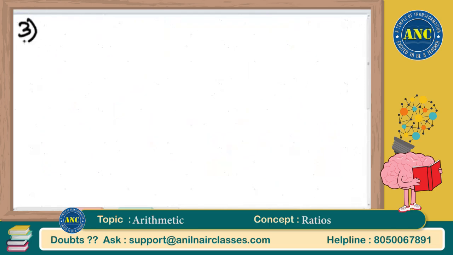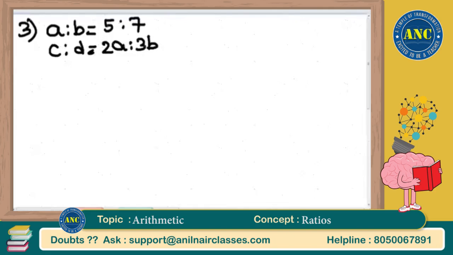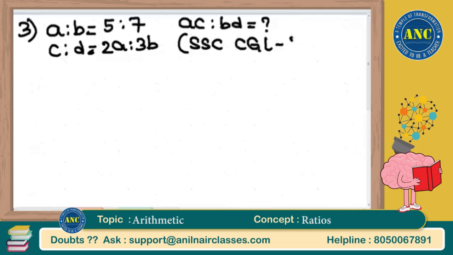We will keep understanding compound ratio application with little easy and moderate level questions. Then take it to the application based questions to solve those questions in a much easier format. Now see here. Your third question is, if A is to B is 5 is to 7, C is to D is 2A is to 3B, find the value of AC is to BD. Original question which came in SSC CGL 2005. You can cross check whether it is original or not later on.